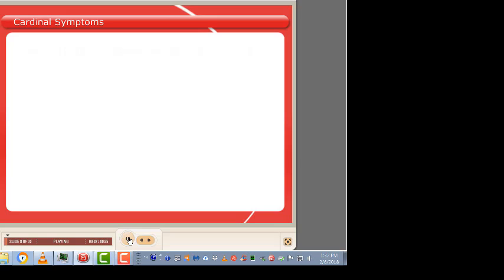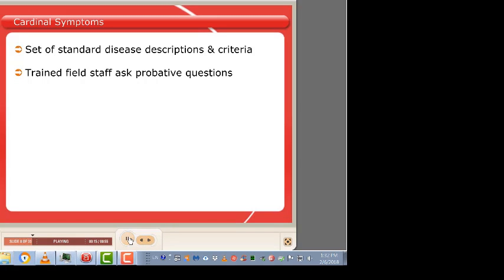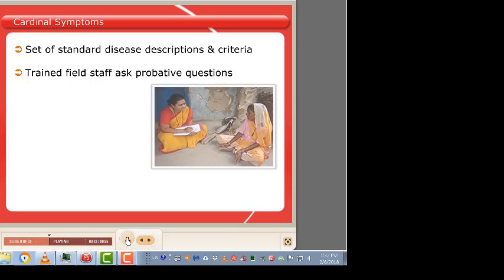The cardinal symptoms list is a set of standard disease descriptions and criteria for some of the common causes of deaths in India. In order to maintain data uniformity, the field staff conducting the verbal autopsies have been trained to try to account for these symptoms in the interview through probative questions.